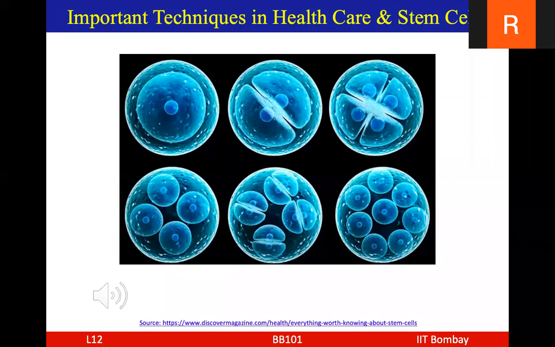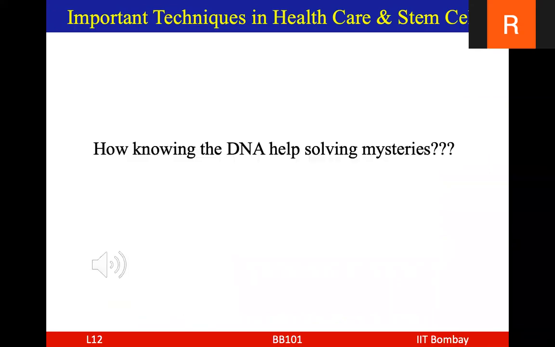Besides, for example, you have learned about the DNA. What is the relevance of learning the DNA? Can DNA solve certain mysteries of biology? So that we will learn today. And the final learning objective of the class is what stem cells are and how stem cells are important, what they do, where they live, what they are, and their relevance in healthcare. So let us learn how knowing the DNA helps solve mysteries.